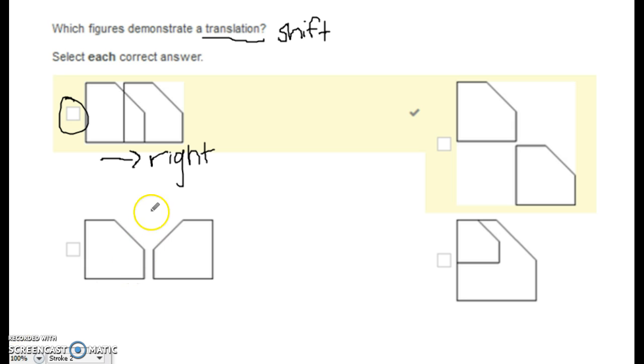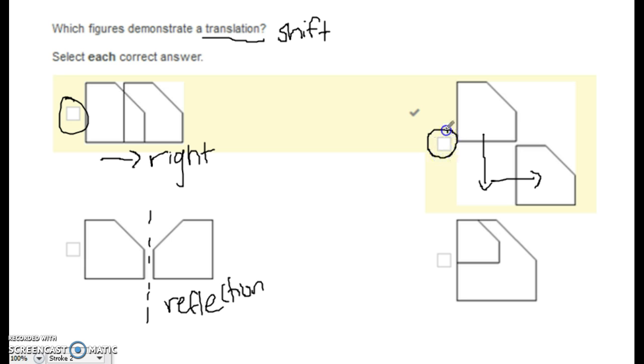On this second one down here, we're reflecting it. We flipped it. So that is not a translation. For this one over here, we've actually shifted it down and we've shifted it to the right. That's still a translation though, because we're just moving it. We're not flipping it, we're not rotating it, we're not doing anything else, we're just moving it, shifting it. So that's a translation. And then for this one, we have a small figure and it gets a lot bigger. That's called a dilation. So that is not a translation.